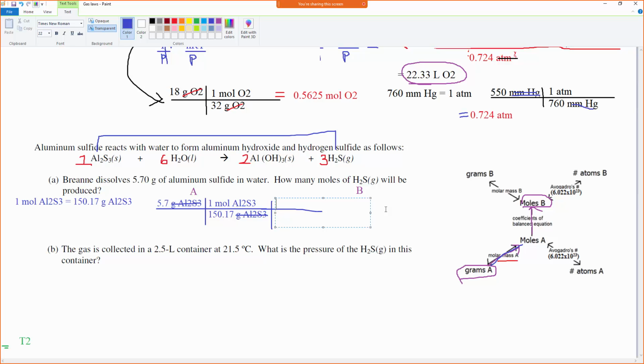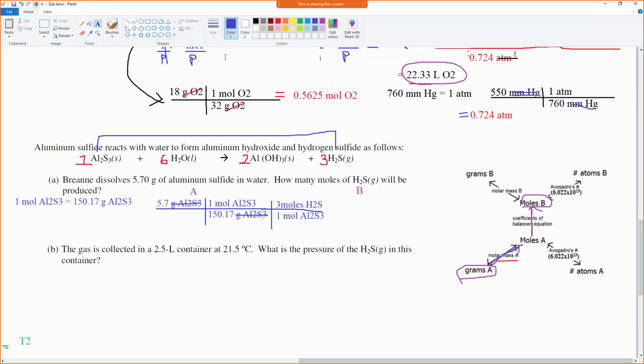The H2S is going to go on top. That's what I'm looking for. But also, I want that moles of Al2S3 to cancel. Perfect. So if I do that, my moles of Al2S3 cancel. I solve for moles of H2S, and that is exactly what they wanted, so I can stop here.